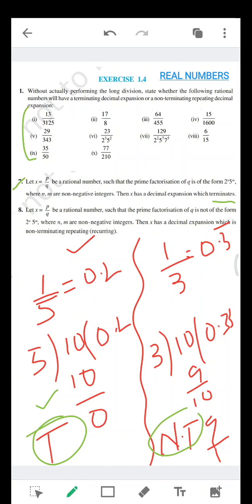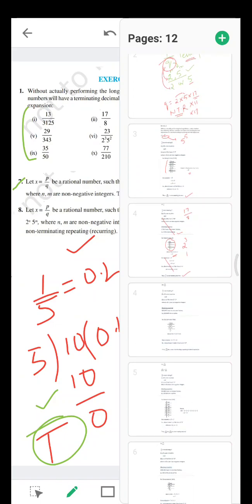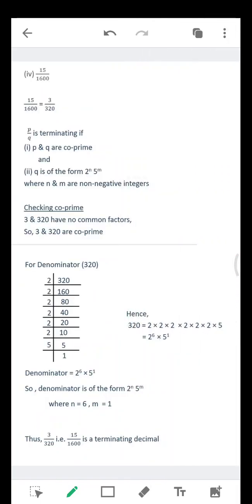We'll take another question like the fourth one, we will see the fifth one, the third one, all you have to do in the same way. Let's take the example of the fourth one, 15 by 1600, but you can see 15 by 1600 are not co-primes here, so we will divide them by 5 thrice, and we get 3 by 320. So when a number is not in simplified form, first write it in simplified form. That is the first rule. P and Q are co-prime now, 3 by 320. So 3 by 320 is the simplified form of 15 by 1600.